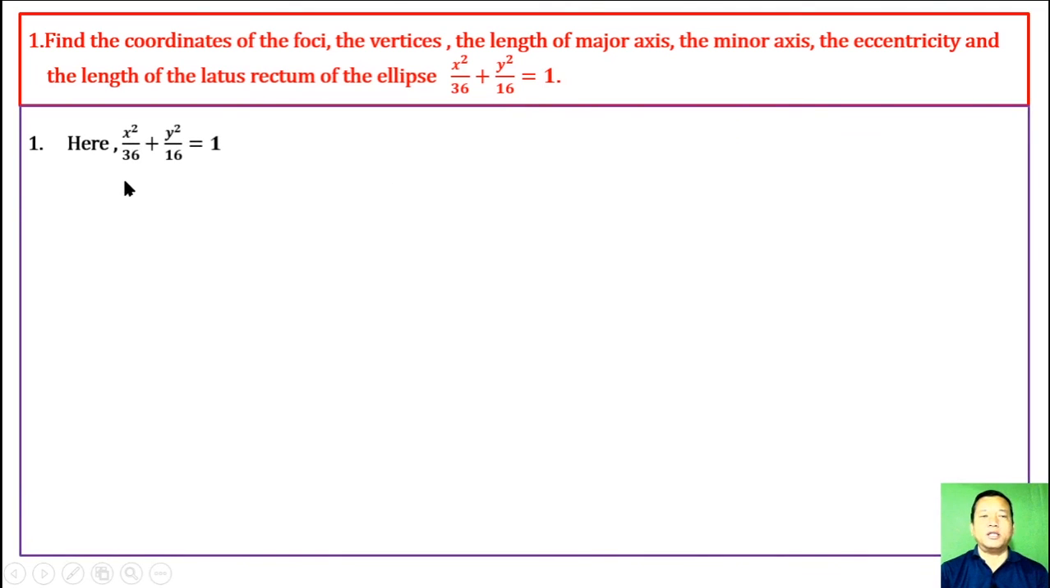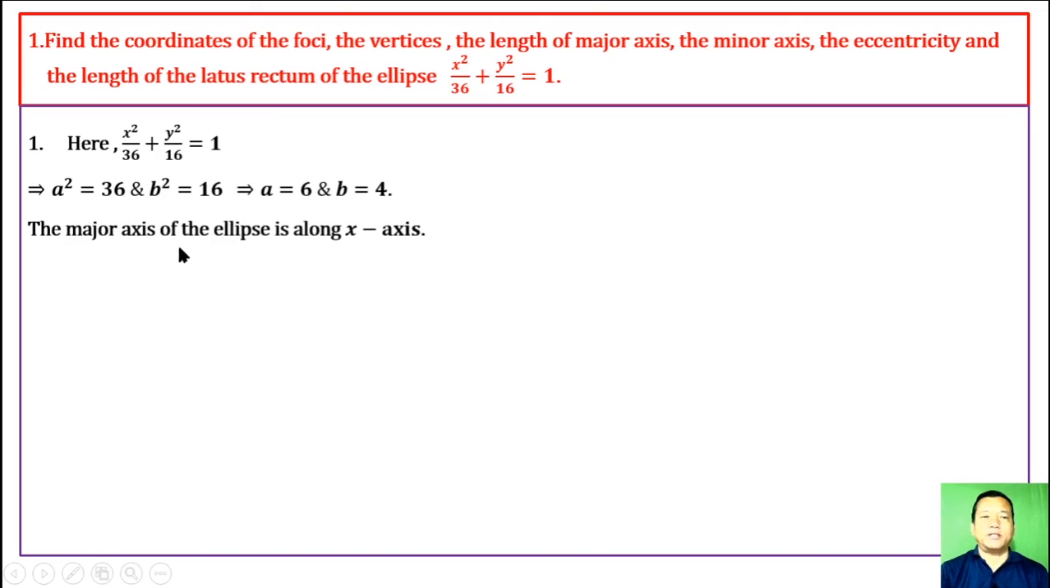Here the equation of the ellipse is this. Comparing this with the standard equation, we get a square is 36 and b square is 16. This gives a is 6 and b is 4. The major axis of the ellipse is along the x-axis as 6 is greater than 4.